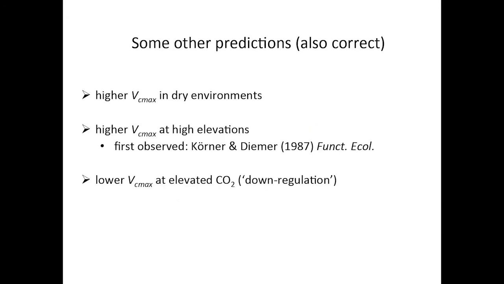Some other correct predictions also follow, including higher Vcmax in dry environments. That's been observed many, many times. Higher Vcmax at high elevations, first observed by Körner and Diemer in a very nice paper in the very first ever volume of Functional Ecology. Now we have an explanation for it.